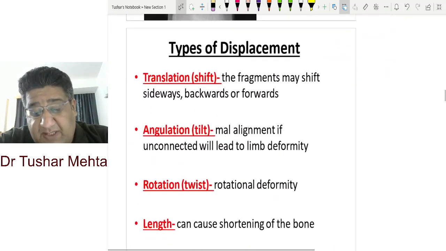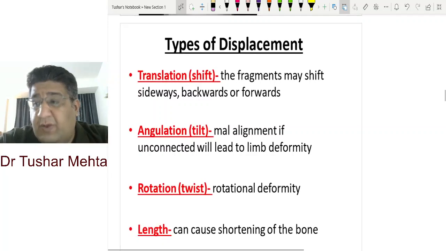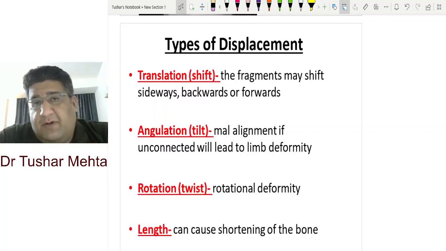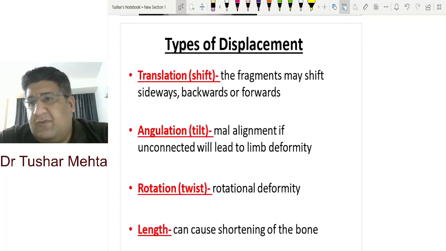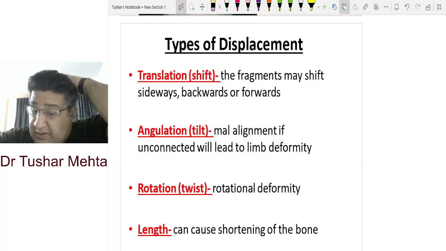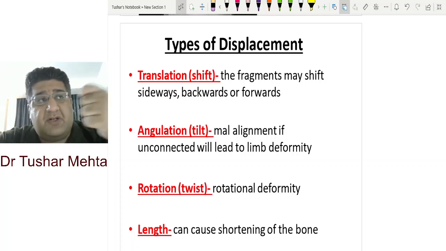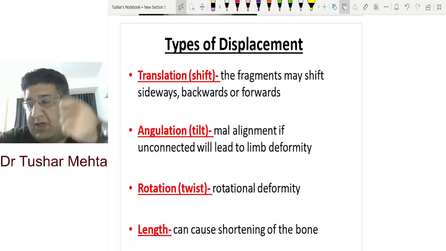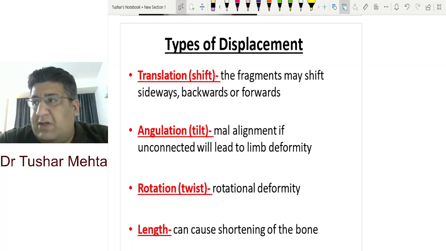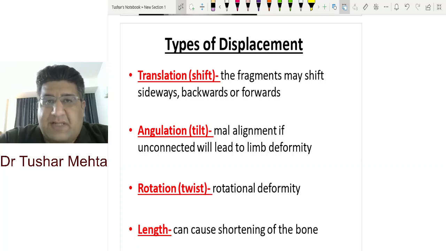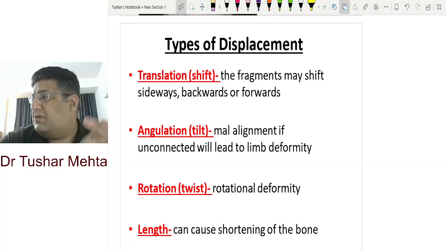This is one query that I often get from students from different parts of the country: that sir, in XY book or ABC lecture we have read or seen, but we have not understood what you mean by a shift, what you mean by a tilt, what you mean by a twist. See, it's very simple. Shift is nothing but translation, tilt is nothing but angulation, and twist is nothing but rotation.